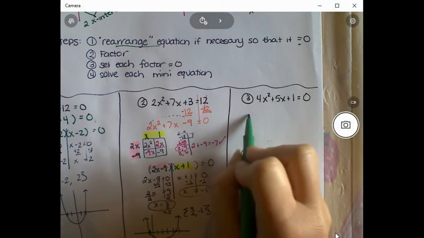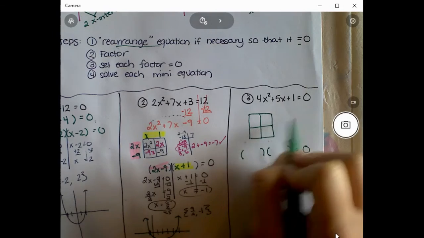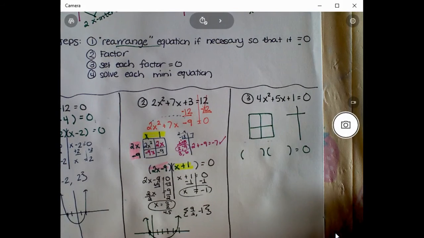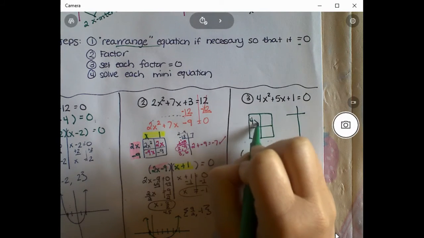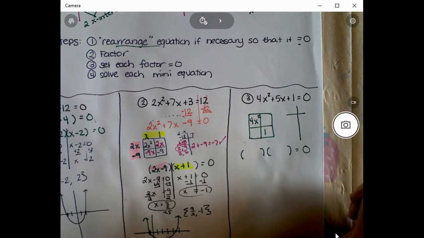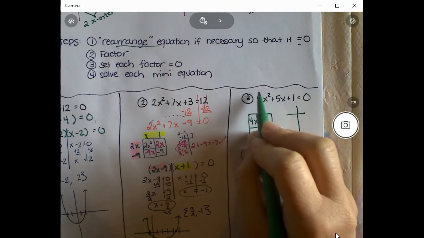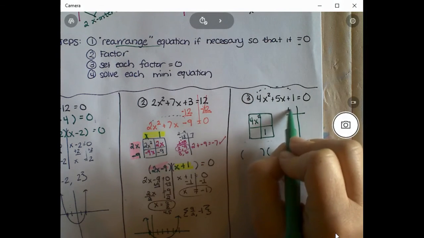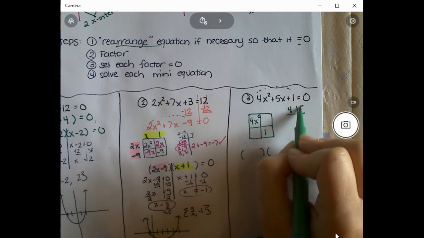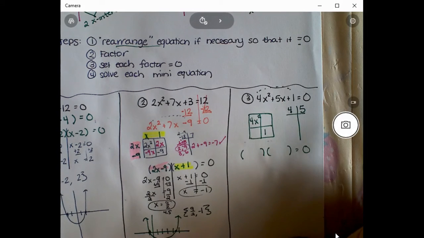Draw the box. And the t-chart. All right. In the box, 4x squared and 1. In the t-chart, 4 times 1 is 4. And the 5 goes there from that middle term.